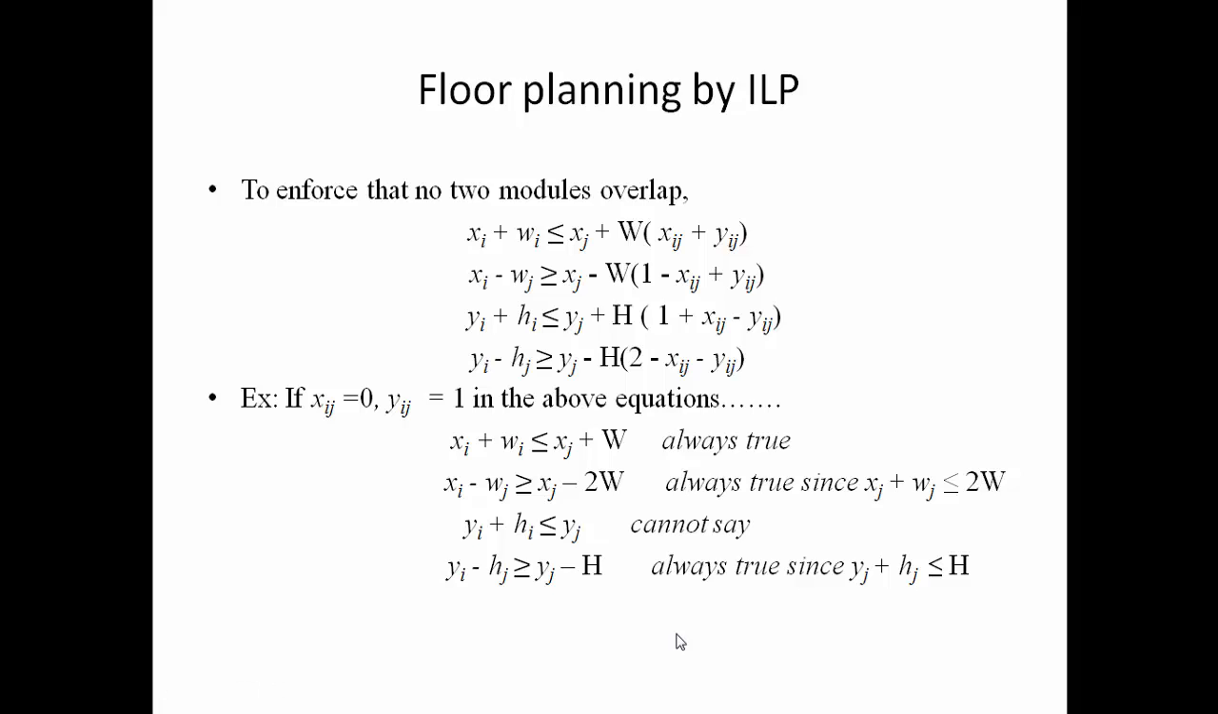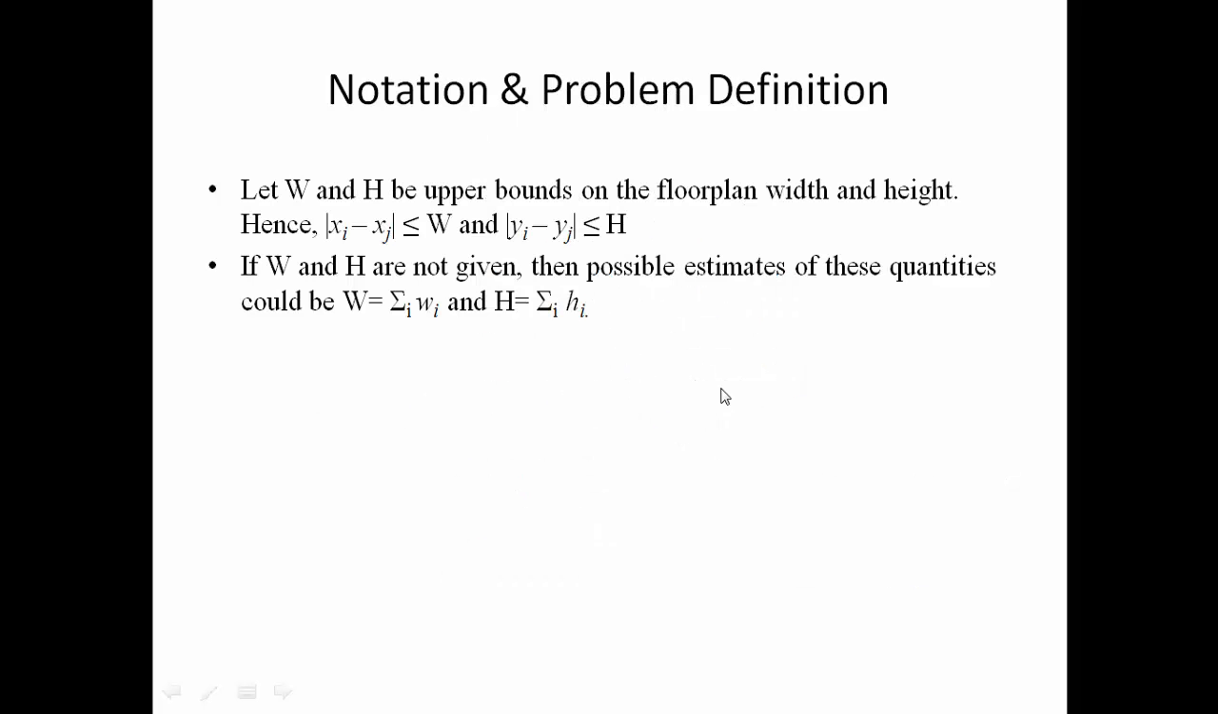So what we are saying is that for any two modules it is enough if one of the four conditions is satisfied. We had written it in the mathematical form in these four equations by incorporating these binary variables xij and yij, and of course capital W and capital H are the total width and the height of the floor plan. So we can use capital W and capital H as the upper bounds on the floor plan width and height.